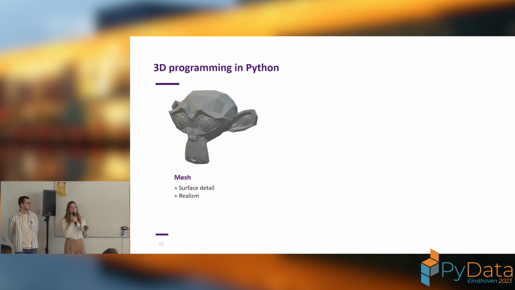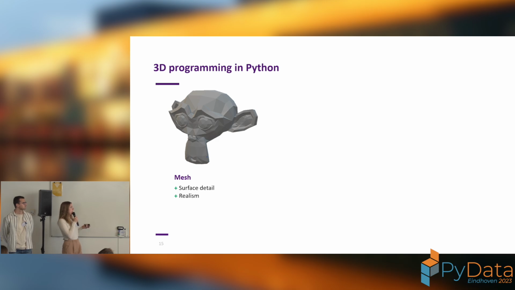And the pros of this type of 3D object is that you can capture a lot of surface detail, and it gives a quite realistic representation of your object. And this is why it's also used a lot in gaming, because it's good for rendering. I don't know, I'm not into gaming that much, but it's used a lot in gaming.